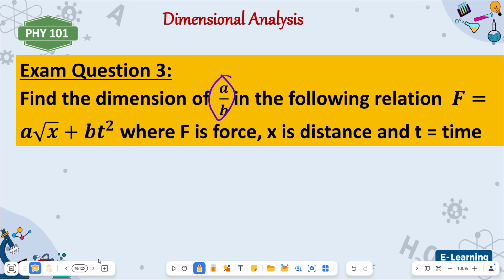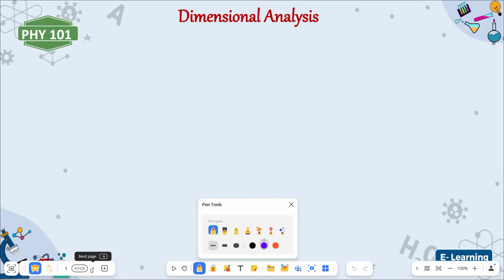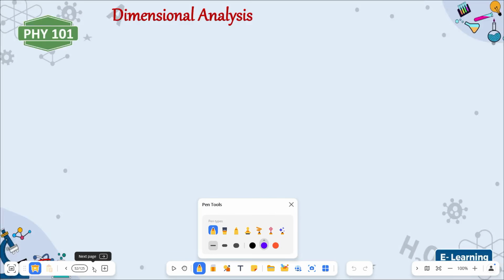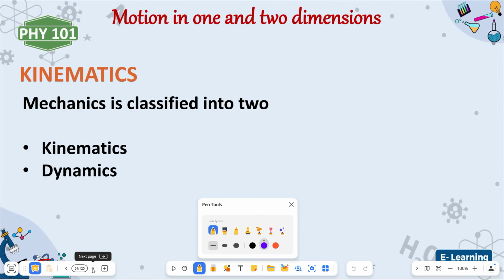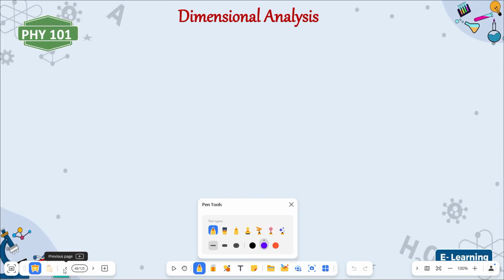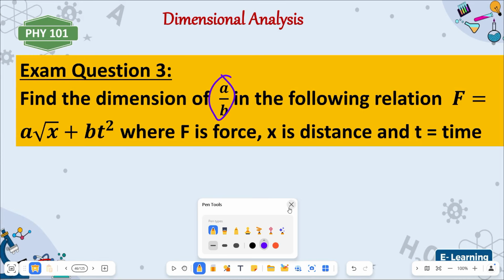Find dimension of A over B. So how do we find dimension of A over B in that relation? Okay, we'll solve all these ones. Find the dimension of A over B. Let me try and solve.